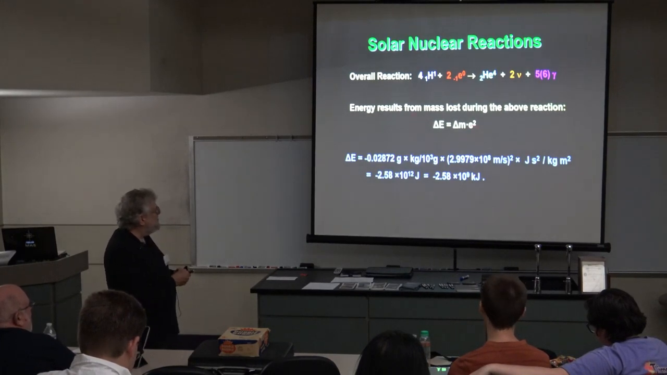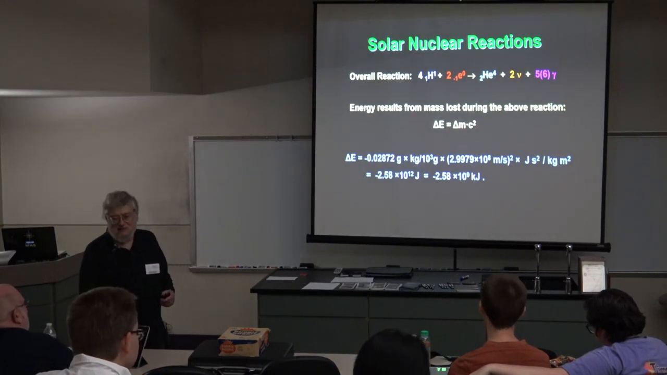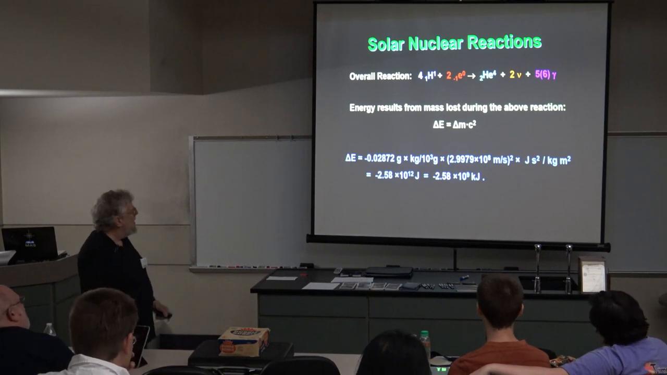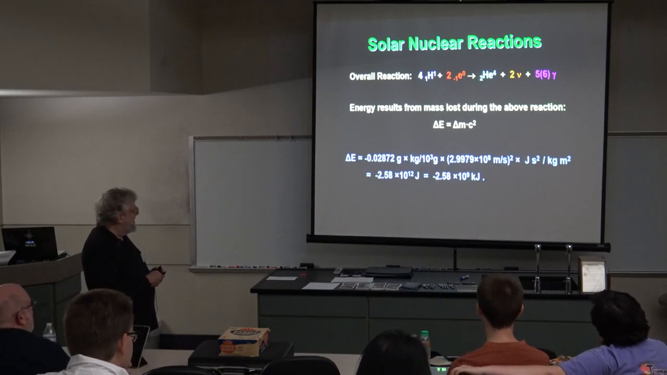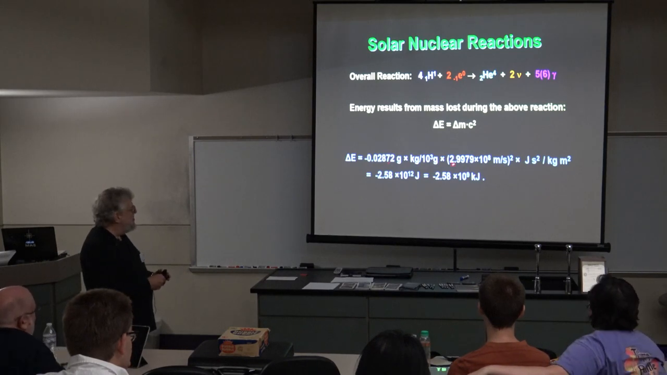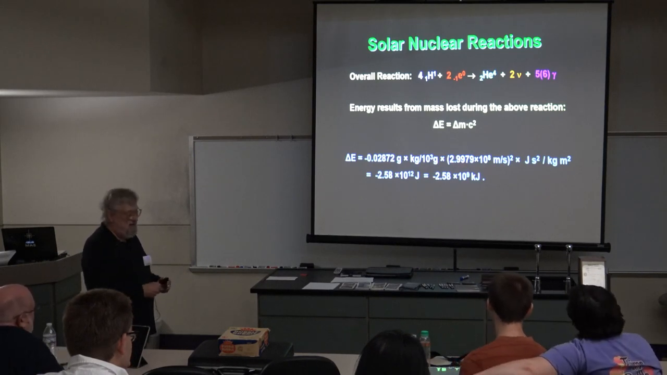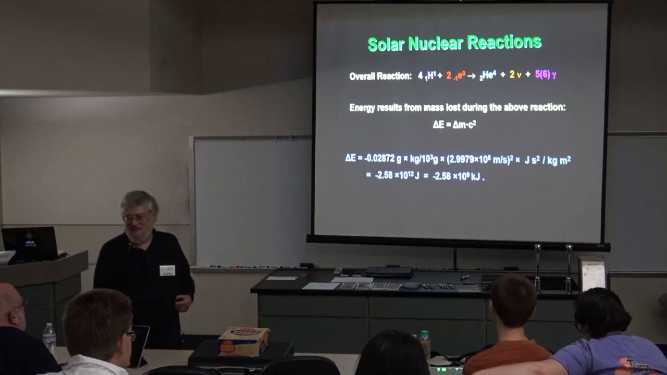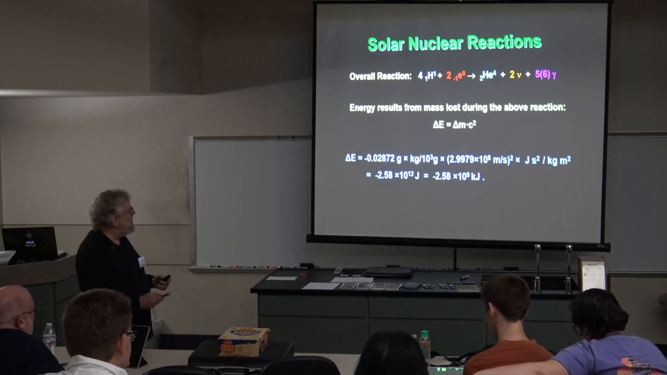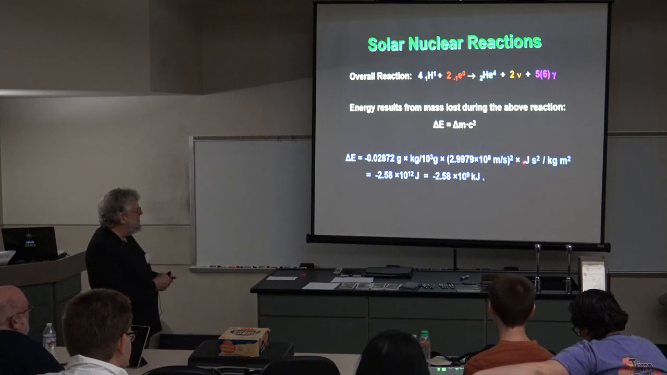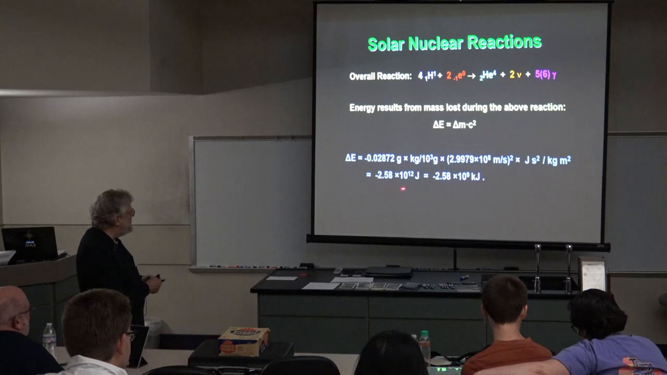Here's the equation. I mean, this is on t-shirts. Everybody knows that equation. E = mc², speed of light squared. If you take any little number and you multiply it by the speed of light squared, you're going to get an appreciable amount of energy. And here's the definition of a joule, kilogram meter squared per second squared. So the units work out.